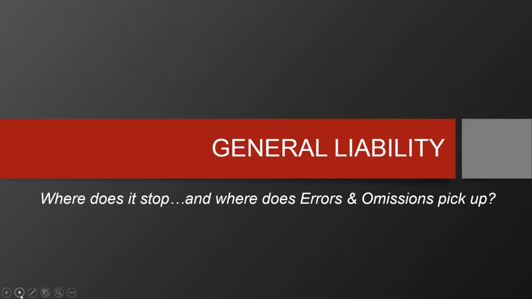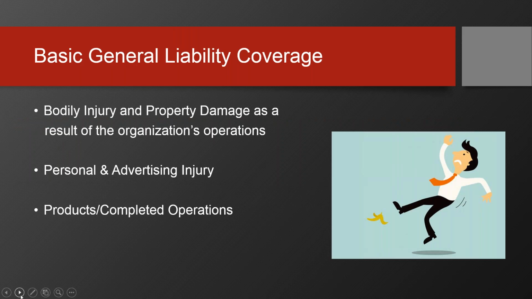All right, so general liability, where does it stop and where does errors and omissions kick in? So basic general liability, I'm assuming most of you know what this is, but GL basically covers bodily injury and property damage, typically covers personal advertising injury, and products and completed ops. Pretty basic on almost every GL form.